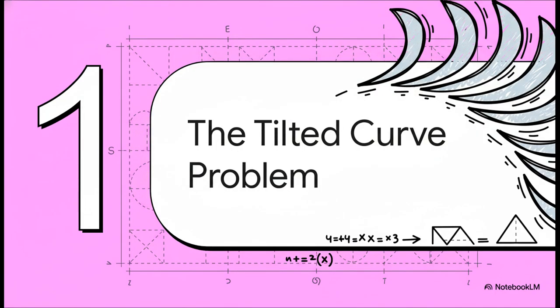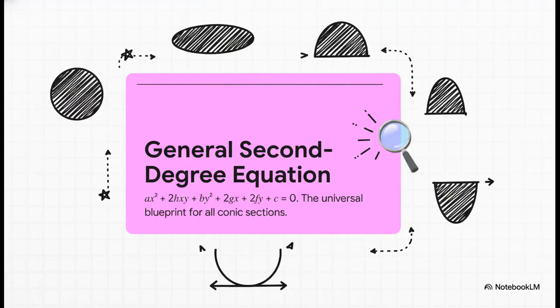It's something often called the tilted curve problem. This monster of an equation you see right here, this is the general form for every conic section. We're talking circles, ellipses, parabolas, you name it. They all fit this exact pattern. The specific values of A, B, H, and all the others are what determine which shape you actually get.